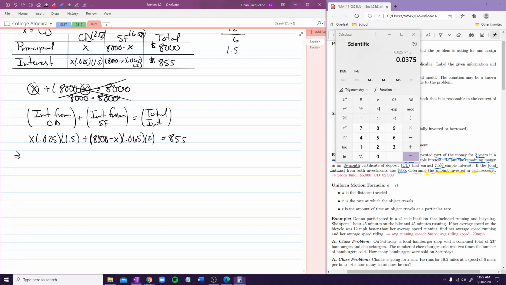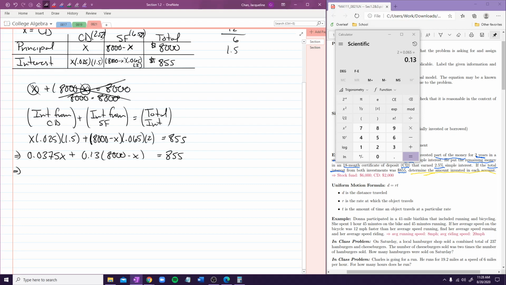Right, so this is 0.0375x, right? And over here, I'm first going to multiply the 0.065 and 2, and then we can distribute that in a little bit. Okay, so 2, we get 0.13. This is 8,000 minus x. We have nothing to do on the right side.